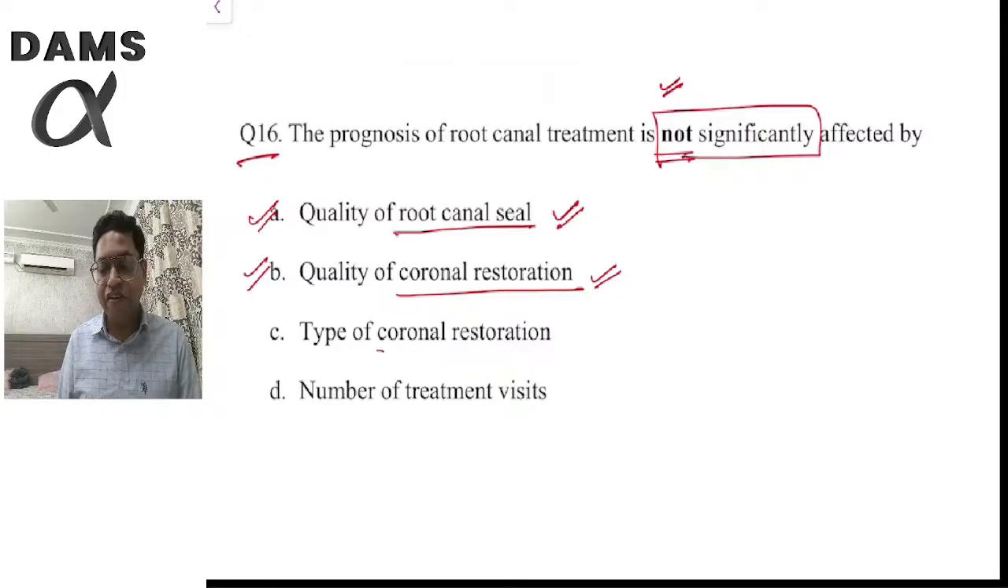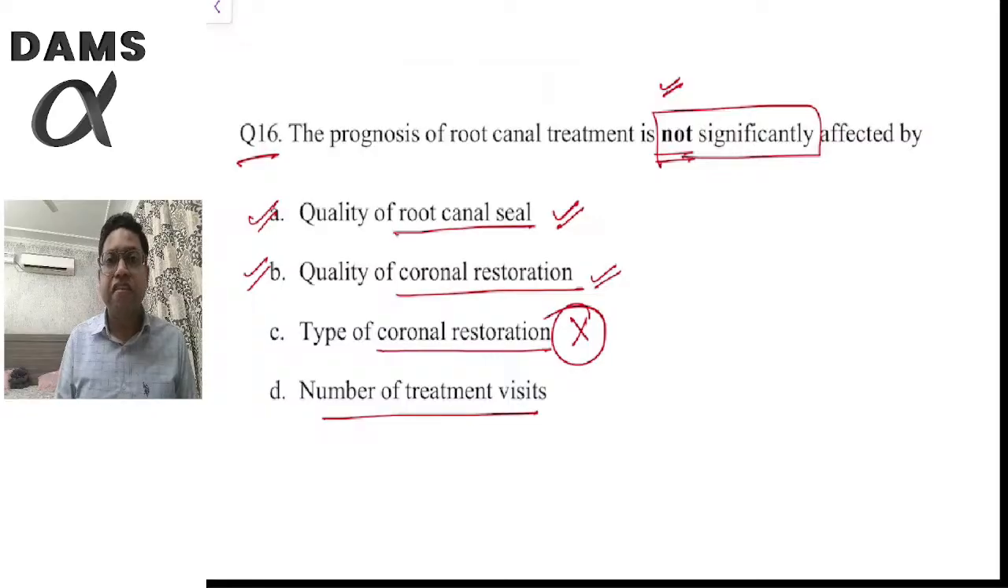The type of coronal restoration. Type means whether you give a zinc oxide eugenol restoration or you give a composite or a GIC restoration does not significantly affect the prognosis unless it is a fluid tight seal. Okay, so the restoration should be such that it creates a fluid tight seal, whether it is GIC or composite or amalgam or any other restorative material. If the seal is fluid tight, it would not significantly affect the prognosis. Okay, number of treatment visits.